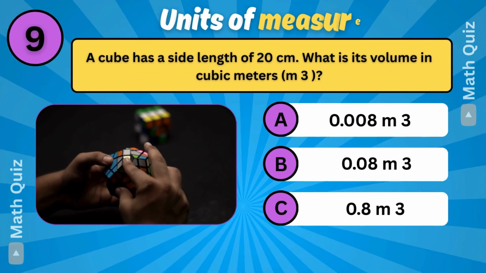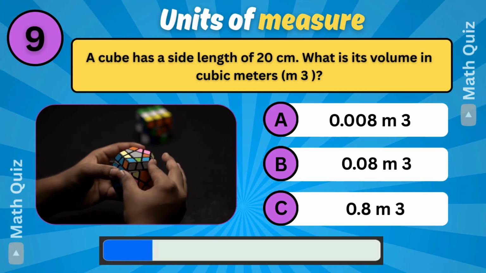9. A cube has a side length of 20 centimeters. What is its volume in cubic meters, m³?